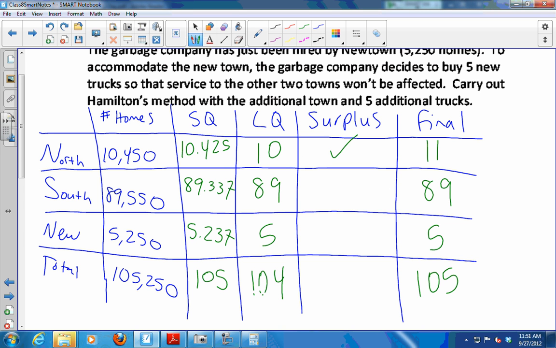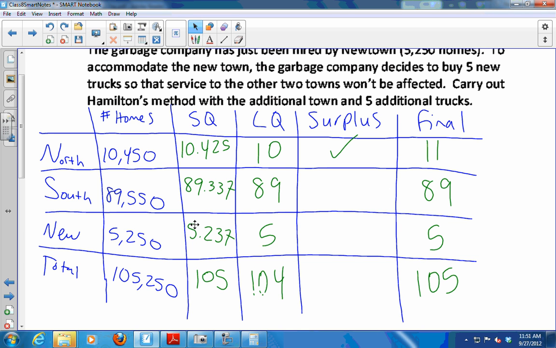Yeah, Southtown might not like that. If this company takes on Newtown as part of its service, Southtown's going to get gypped. They have the biggest population. So Southtown's getting gypped of a truck. So this didn't affect Newtown. We bought 5 new trucks to service Newtown. That's exactly what Newtown ended up with, 5 new trucks, right?